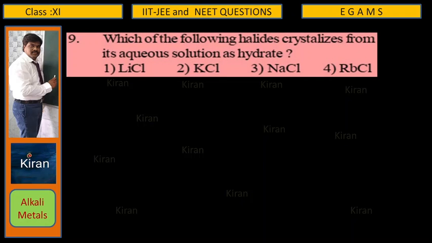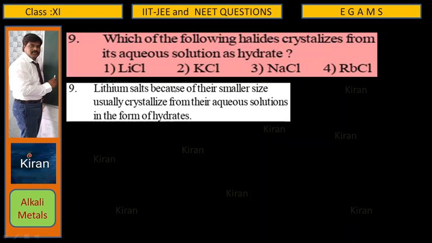Which of the following halides crystallizes from its aqueous solution as a hydrate? Which of the following salts is available in the hydrated form? Yes, the first option is available in the hydrated form. The remaining salts are not available in the hydrated form, like LiCl·H2O. Lithium salts, because of their smaller size, usually crystallize from their aqueous solution in the form of hydrates.